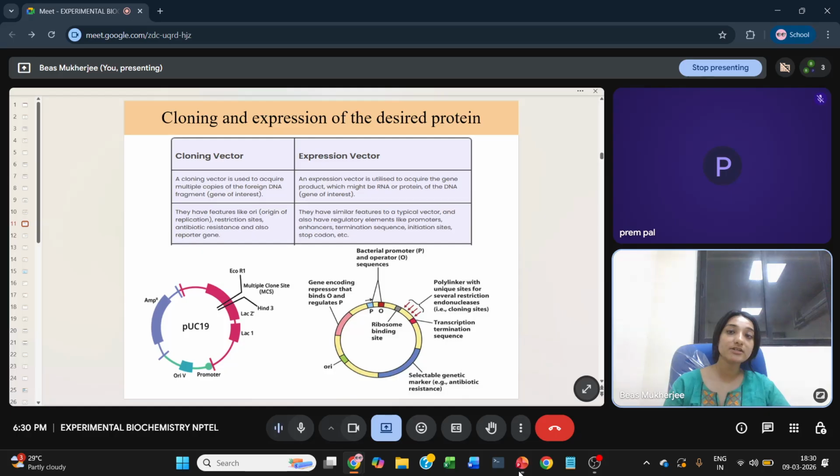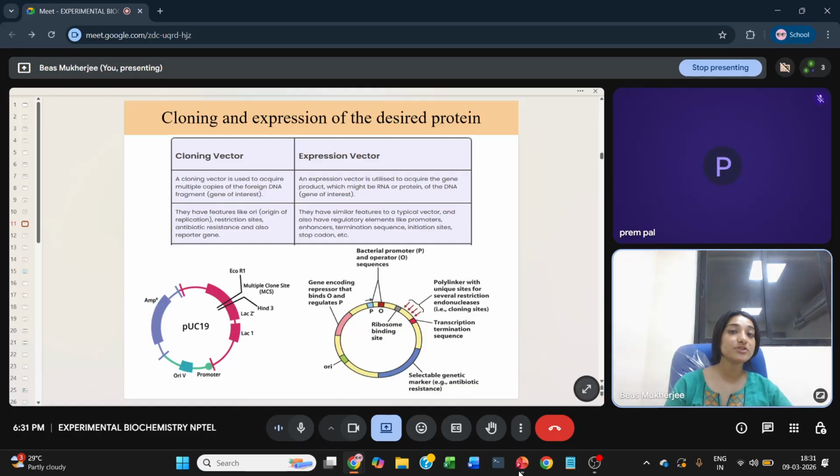So a cloning vector is used to acquire multiple copies of the foreign DNA fragment or the gene of interest, and they have features like the ORI, that is origin of replication, restriction sites, antibiotic resistance, and reporter gene. But for an expression vector, there are a lot of other components. So what are these? An expression vector is utilized to acquire the gene product, which might be an RNA or a protein or the DNA of interest.